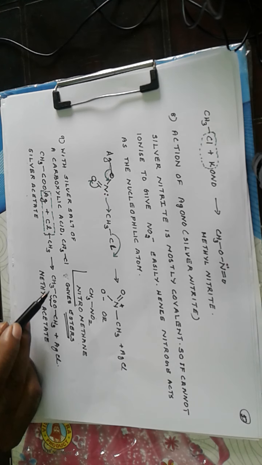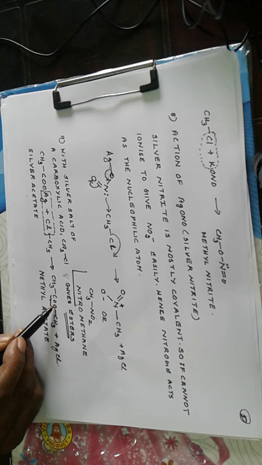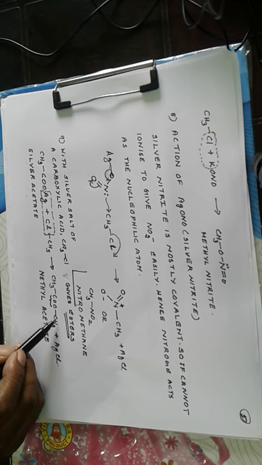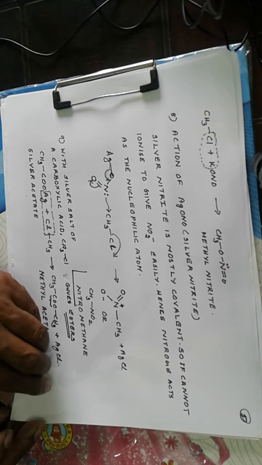So we get here, this CH3COO part is acetate, and this is the methyl group, and hence the ester is named methyl acetate. So methyl acetate is the product, that is an ester.